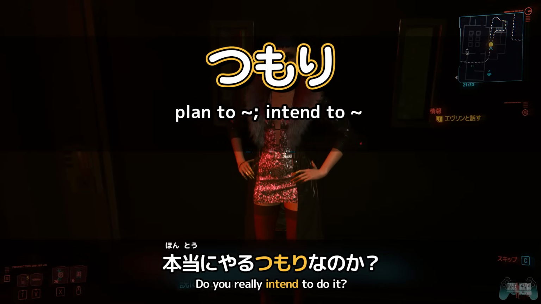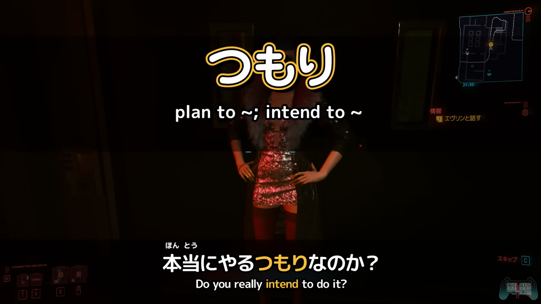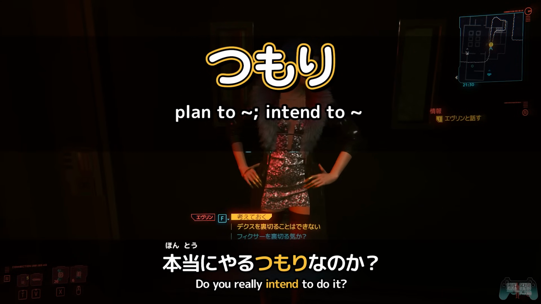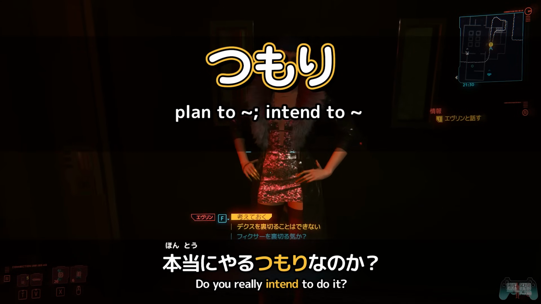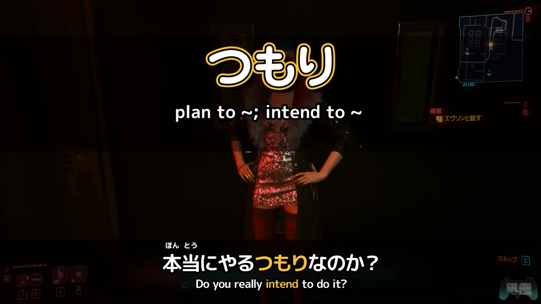Tsumori. Showing intention or a plan. This next piece of grammar is used to show intention towards doing a certain action, and you put it after the verb to show that intention or plan to do that verb. So like these two examples, first from Cyberpunk 2077, where V asks Evelyn, does she really intend on doing the thing that will make her unable to keep living in the city?